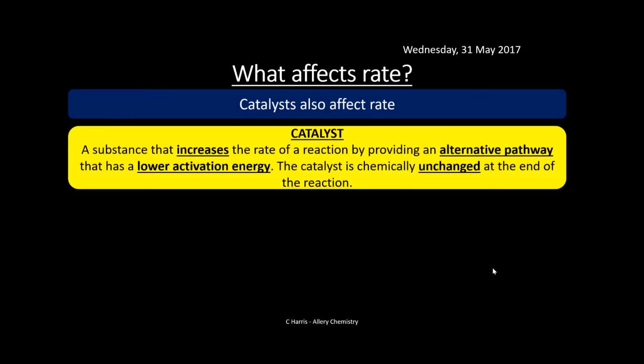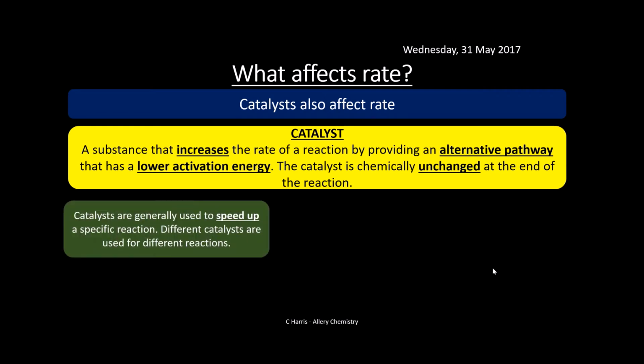Catalysts, they also affect the rate as well. What they do is they increase the rate of reaction by providing an alternative pathway that has a lower activation energy. And remember, catalysts are chemically unchanged at the end of the reaction. So even if they've been used up initially, they're reformed at the end. And you would have seen that in the radical reactions for ozone in particular, or the formation of a haloalkane from an alkane and a halogen. That also is a catalyst because obviously the chlorine radical is reformed.